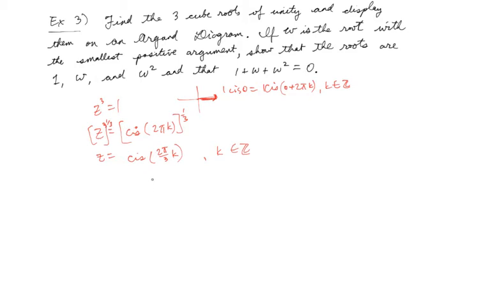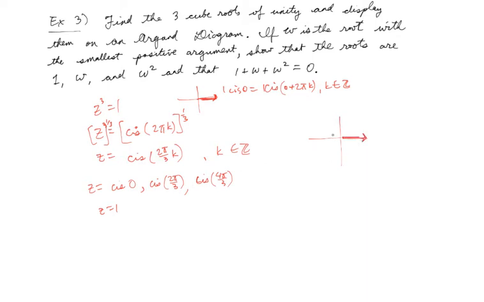So what values can we put in? Let's just put k equals 0, so we end up with z equals cis of 0. If I put 1 in, I get cis of 2 pi over 3. If I put 2 in, I get cis of 4 pi over 3. All right? Now, this first one is really just z equals 1, right? Okay, we already know that.